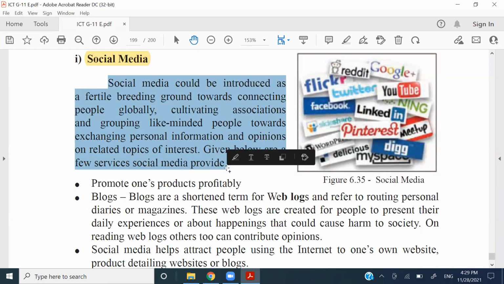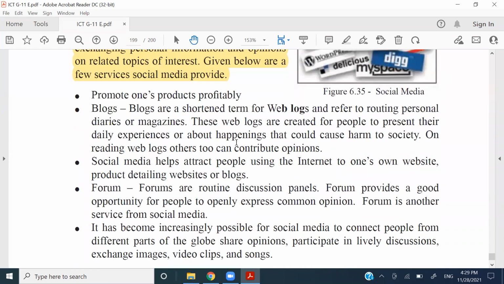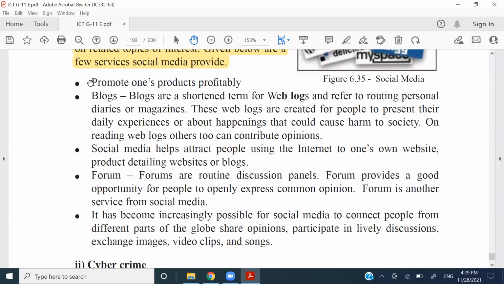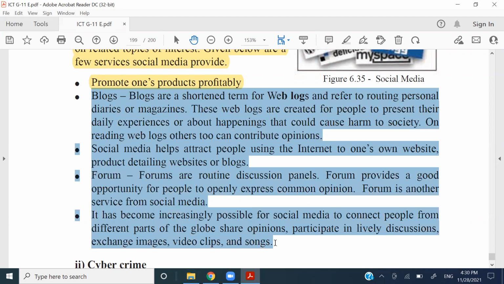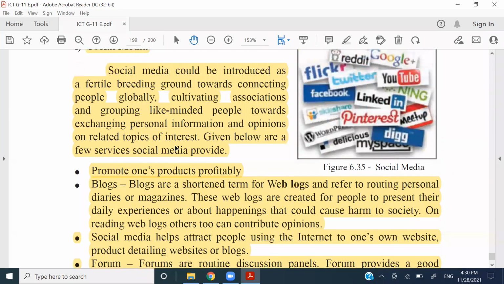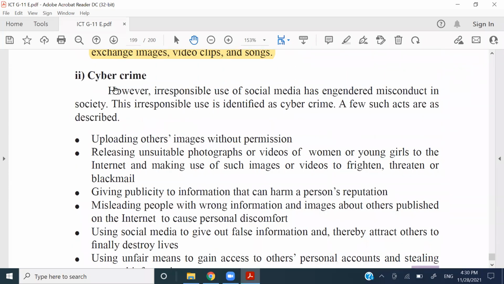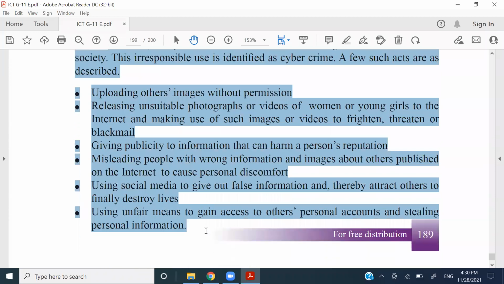It's better you copy this thing down. Now this is actually something important. So please copy it down regarding the social media, the entire thing. And again, regarding the cybercrime. Yes, people, you have to copy that down entirely.